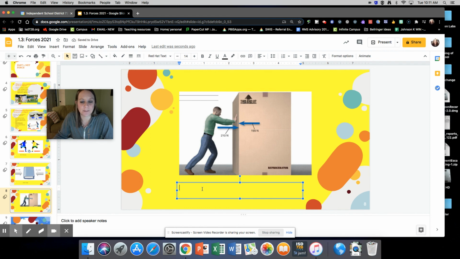Again, they're moving in opposite directions, so I find the difference. 210 minus 190 equals 20 newtons, and it's going to move to the right because that is the greater force.